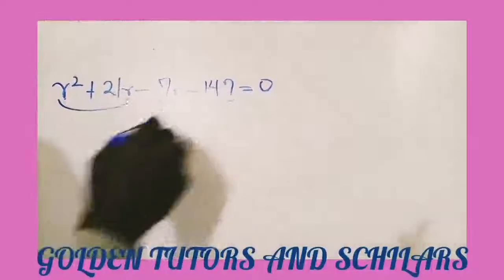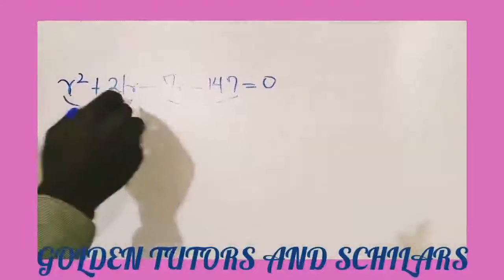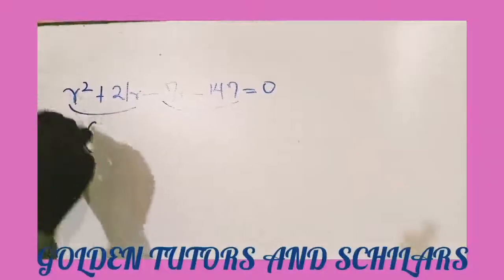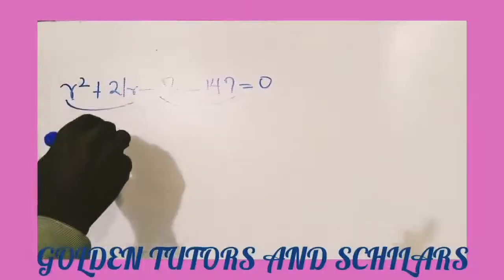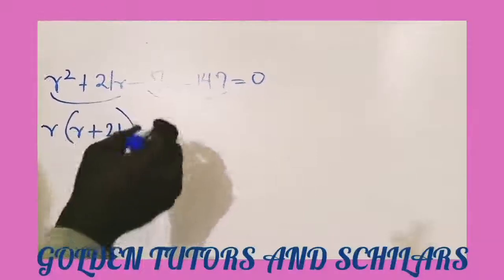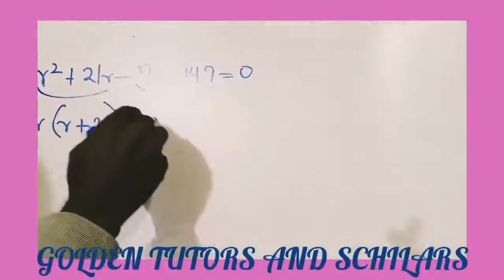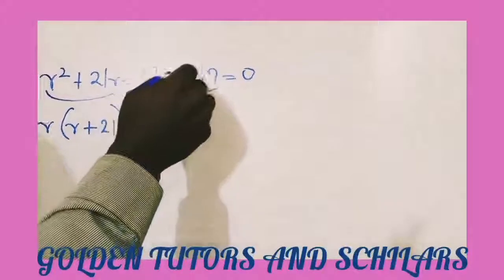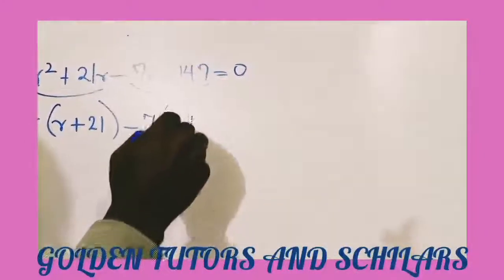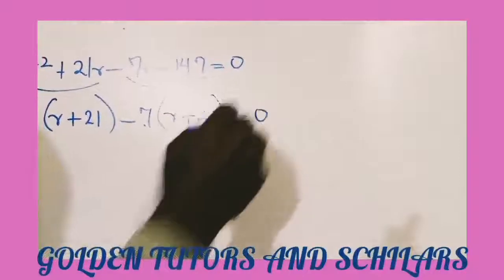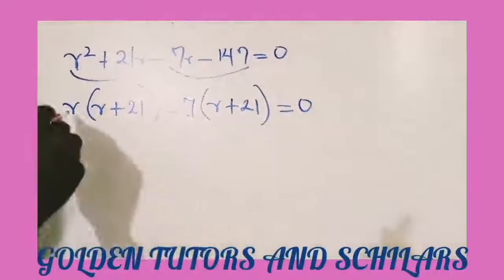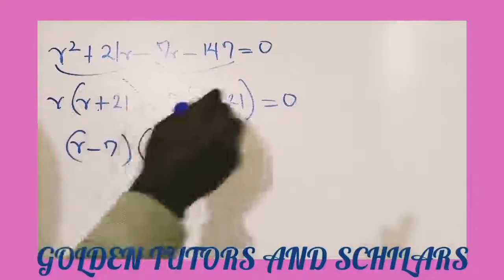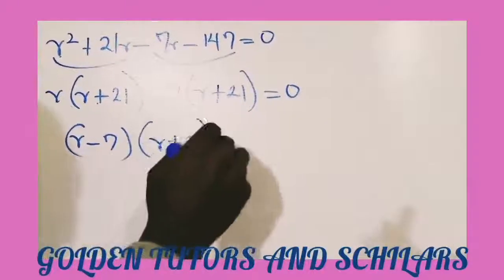Let's group them in two. So this first group and this second group. In this first group, the common factor here is r. When r divides r squared, you have r plus 21 here. Minus 7 is common here. We bring 7 here. When this minus 7 divides minus 7r, you have r here. Minus 7 divides minus 147, this will give you plus 21 equals 0. Now, in your quadratic equation, you take the outside one, which is r minus 7, then you take one out of these two, r plus 21 equals 0.